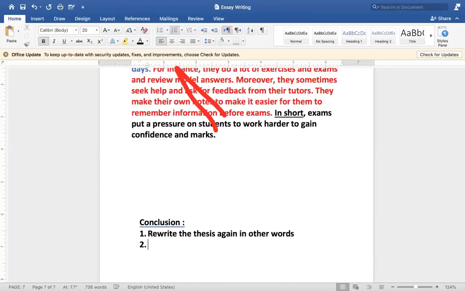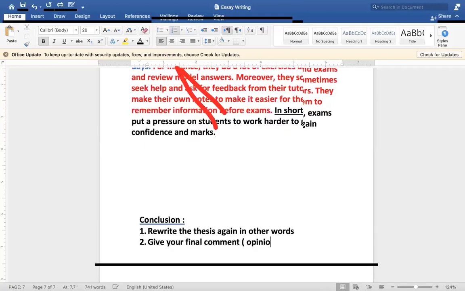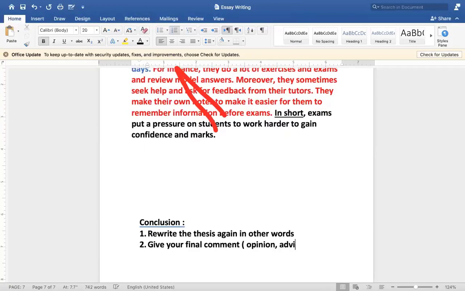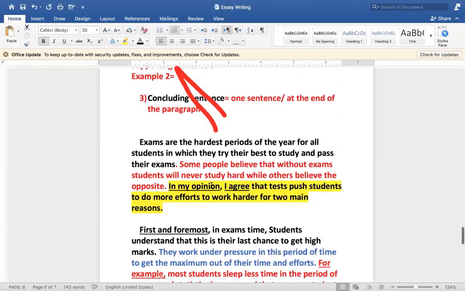طب تاني حاجة: give your final comment. يعني ايه final comment؟ يعني مثلا ممكن يكون opinion، ممكن يكون advice، ممكن يكون suggestion، حاجة أخيرة بنهي بيها الكلام وبقول رأيي، بقول نصيحة، بقول اقتراح. دي اسمها final comment. طيب ايه thesis statement؟ thesis اللي هي the last sentence in the introduction.